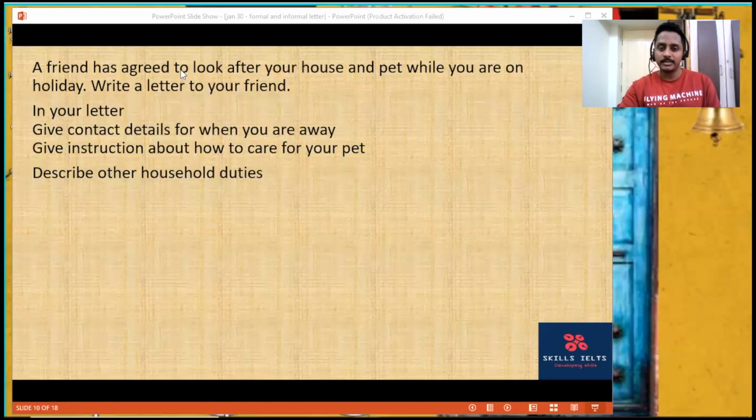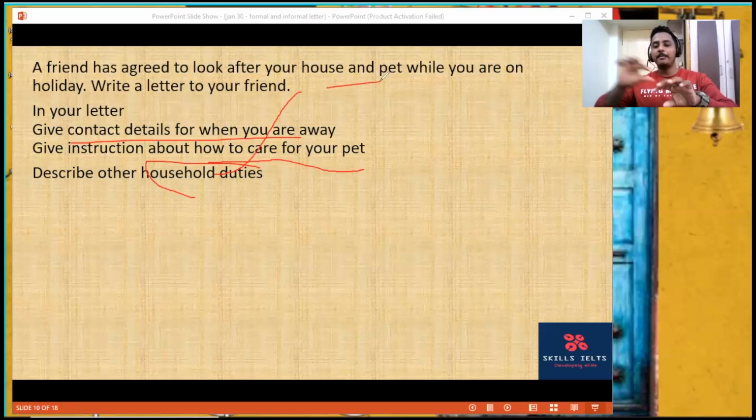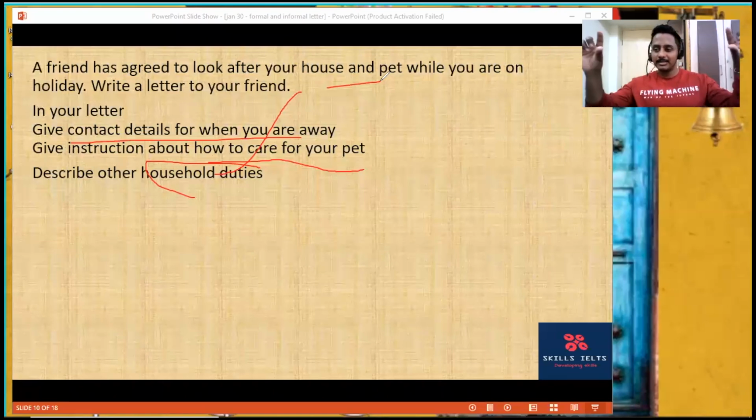Write a letter to your friend. In your letter, give contact details for when you're away. First bullet: give instructions about how to take care of your pet. Second bullet: describe other household duties. See here, take care of your house and the pet. So three separate paragraphs have to be written apart from the main one paragraph, which is the opening statement.